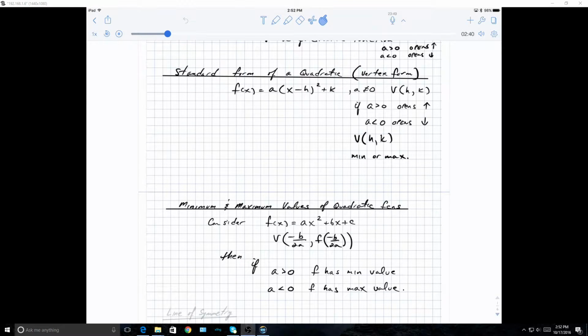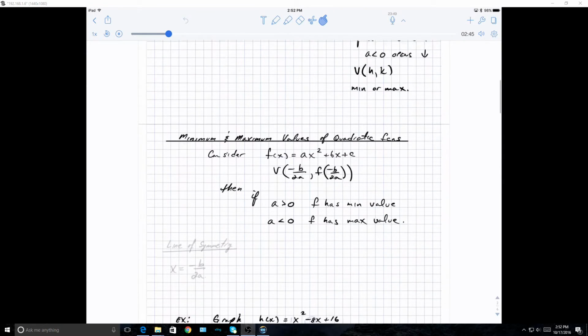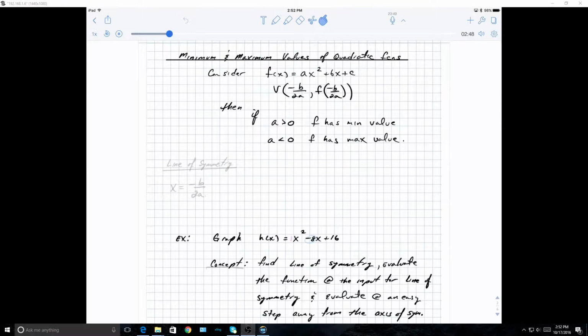So here is a way to actually look at minimum and maximum values for quadratics. Now, this input value of negative b over 2a is the line of symmetry. It is given at a particular x value, and that is at negative b over 2a. Okay, so that's where we got that. All right, so with all of that information, we can now start to do some examples.